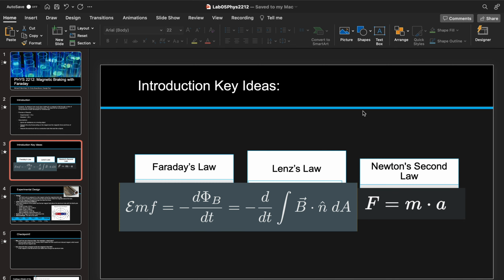Some key ideas: you have Faraday and Lenz's law, which is this equation right here. And of course, we have Newton's second law, which is F equals ma. Of course, you can always use the position and velocity update versions of Newton's second law.